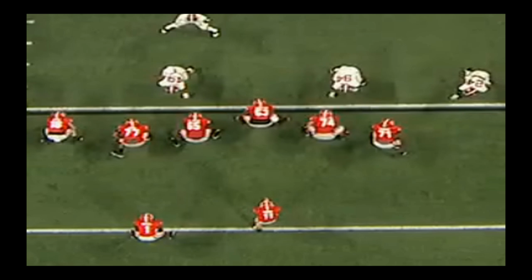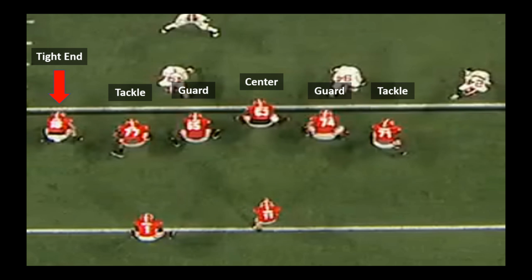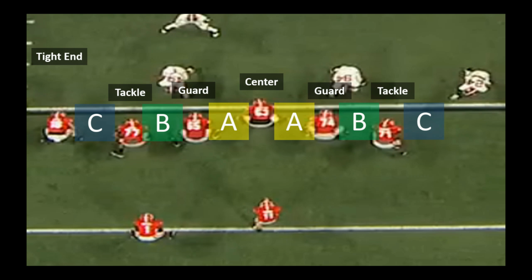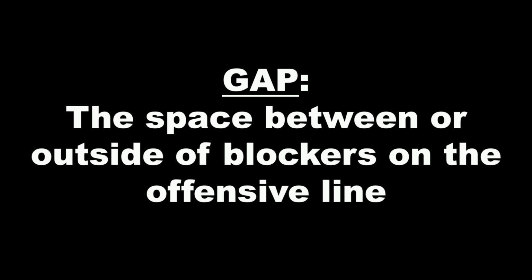In this picture, you can see we again have our standard 5-man line, a center, 2 guards, and 2 tackles, but we've added a tight end to the left side. So we're still going to have our A, B, and C gaps, but we've added a D gap to the left-hand side. So what is a gap? A gap is nothing more than the space between or outside of blockers on the offensive line.